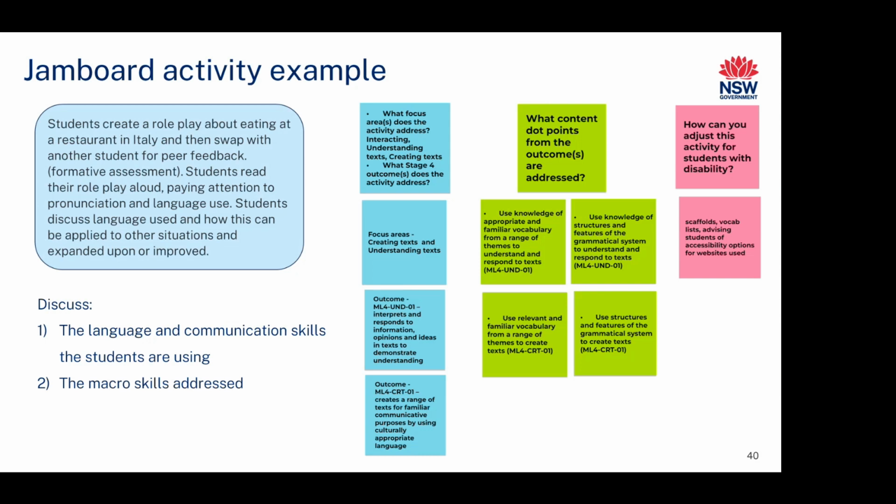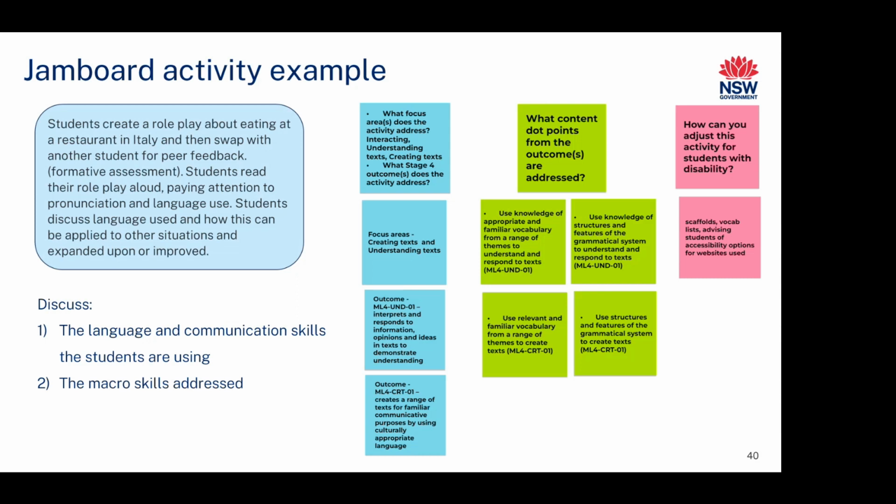Firstly, as a group, discuss the language and communication skills the students are using. In this case, socialising with peers, reciprocating information about food and drinks, asking questions, using correct pronunciation and intonation, and understanding content to give feedback. Also, please discuss the macro skills addressed. In this case, writing. Students are writing the role play, speaking, reading it aloud to the teacher, and reading peers' scripts for understanding.